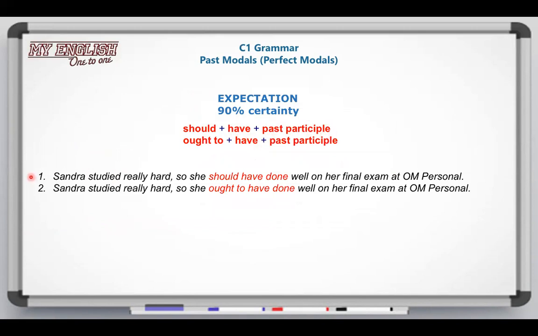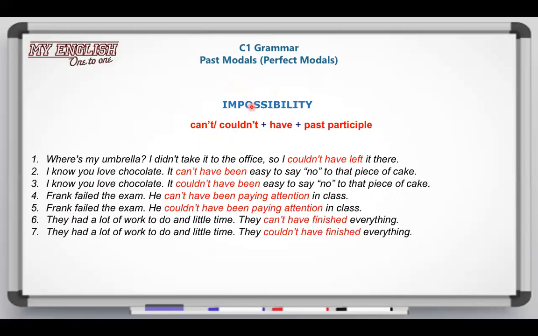Okay, examples. Number one, Sandra studied really hard, so she should have done well on her final exam. Or the example two, Sandra studied really hard, so she ought to have done well on her final exam. So I have an expectation for something because I'm quite sure that's what was going to happen. Let's continue. We have impossibility.